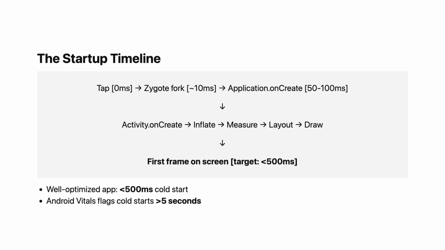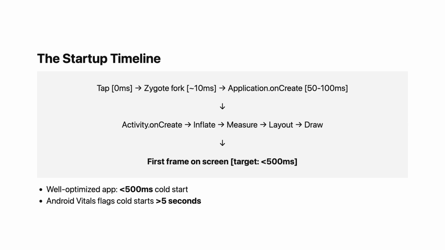Time 0. User taps the icon. The system resolves the intent and sees no process exists. It asks Zygote to fork. That fork takes roughly 5 to 10 milliseconds. Then Application.onCreate runs, in a well-optimized app maybe 50 to 100 milliseconds. Then Activity onCreate. Then the system does measure, layout, and draw. And finally, the first frame is submitted to the display.